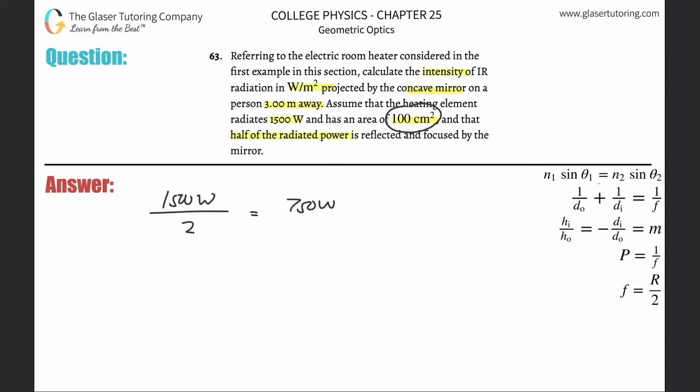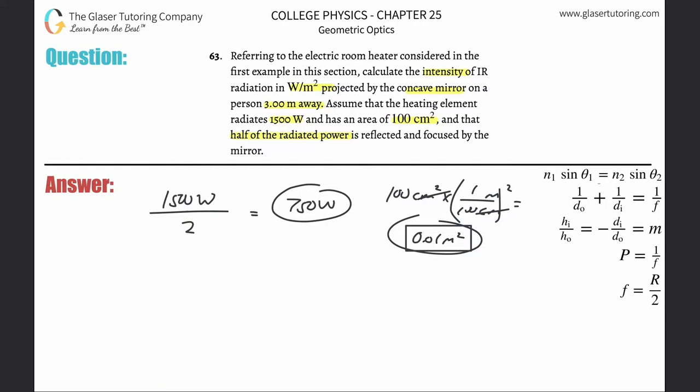Now, what I want to do is convert this into meters squared. So we take the 100 centimeters squared, with centimeter on the bottom and meter on the top. For every 1 meter, there are 100 centimeters, but you have to square this because you need squared centimeters and squared meters. So it's 1 over 100, or 0.01 meters squared. Now to find the intensity over this heating element, I would take the watts and divide by the square meters.